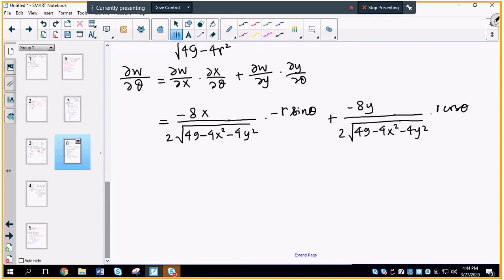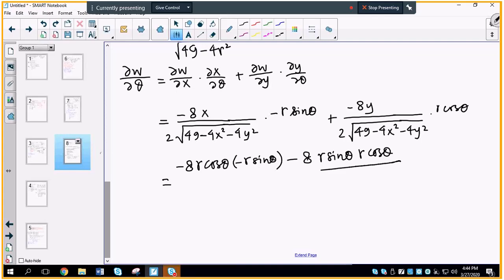So let's think about the top. You have minus 8x, which is minus 8 r cosine theta times minus r sine theta. Then you have minus 8y, which is r sine theta times r cosine theta. All over 2 times square root of 49, as we have done earlier. I will factor out the 4. X squared will be r squared cosine square theta, and y squared will be r squared sine square theta.